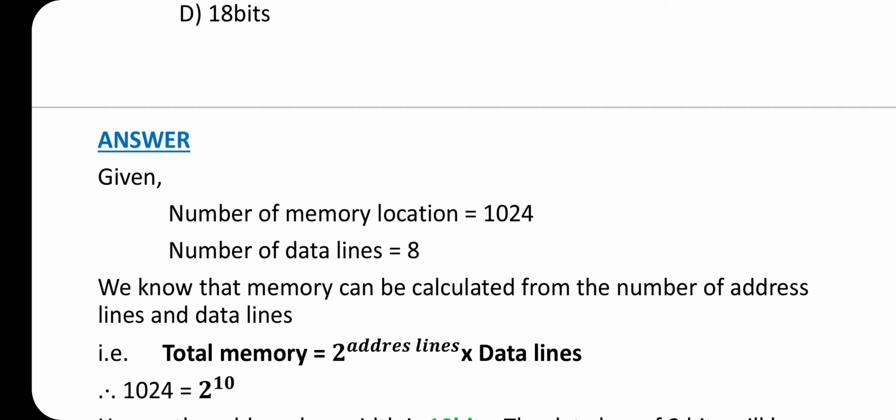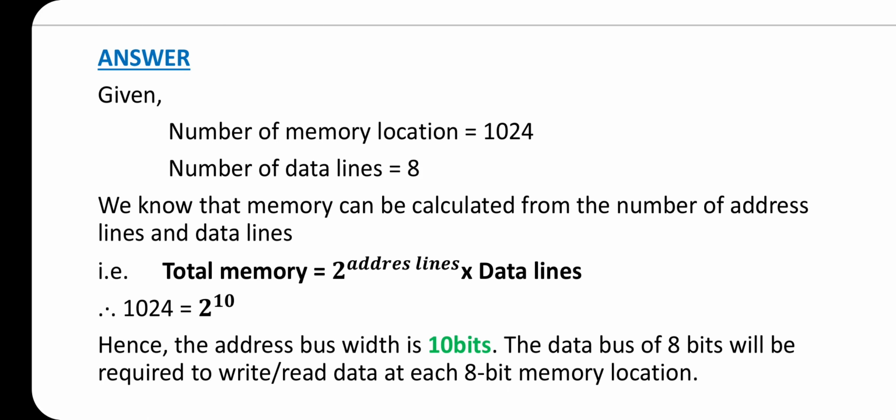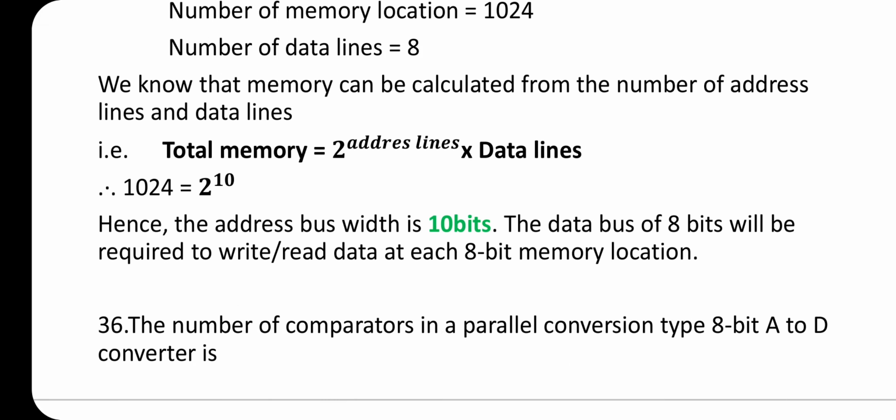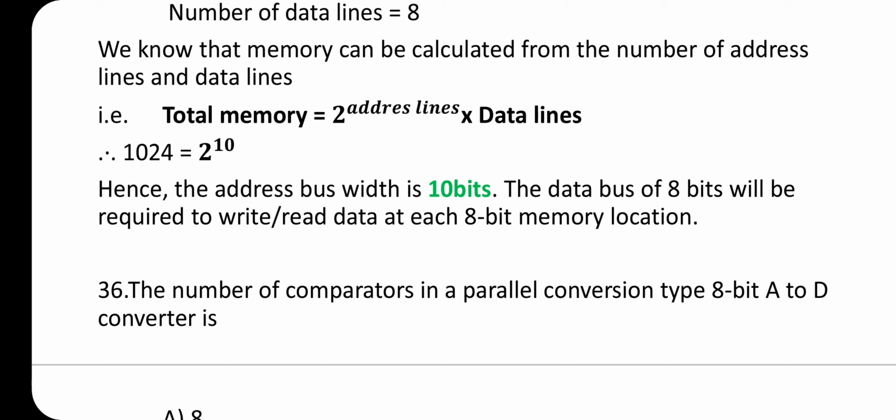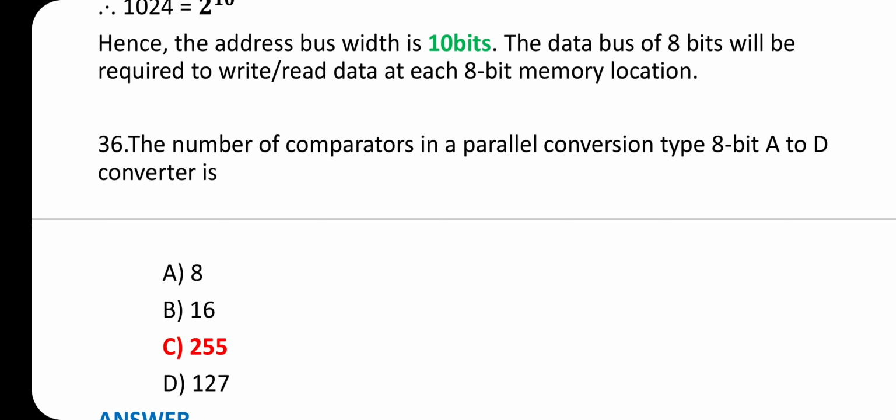Number of data lines equal to 8. Therefore, 1024 equal to 2 raised to 10. Hence, the address bus width is 10 bits. The data bus of 8 bits will be required to read or write data at each 8-bit memory location.